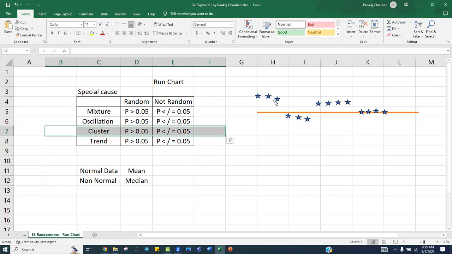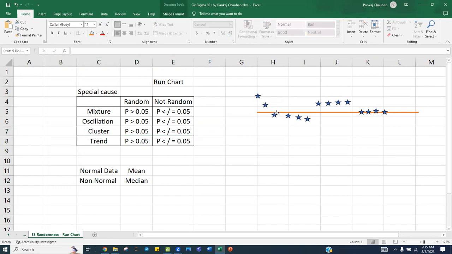Trend: when the data values are continuously going up or down in a series, maybe 7 or more than 7, then we will say there is a trend present. So you will see this is a downward trend in the data. Or in case there is a trend going upward like this, then again this is a specific trend present in the data, and because of the trend there is a special cause.